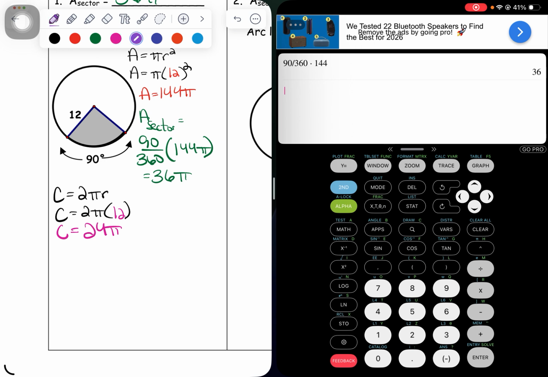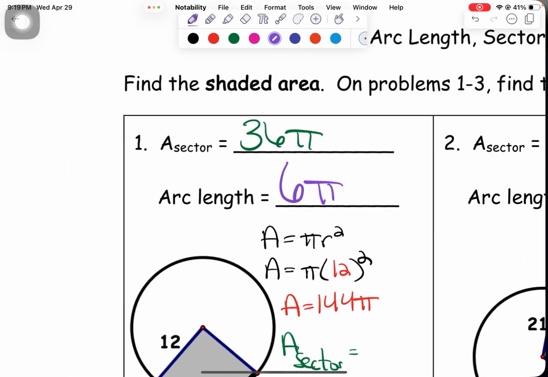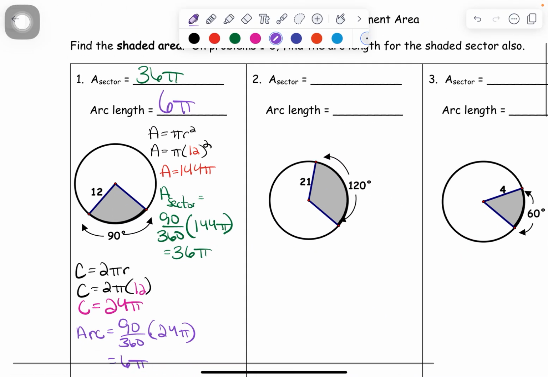So for our arc length, I'm just going to write arc here. We're going to take that same fraction, 90 over 360, times the circumference, so 24 pi. What goes in the calculator? We're going to do 90 over 360 times 24 this time. That is 6 pi. So arc length here is 6 pi. I'm going to go ahead and get rid of the calculator. I'll pull it back up as I need it. So area of a sector is a fraction of the area, and arc length is a fraction of the circumference.